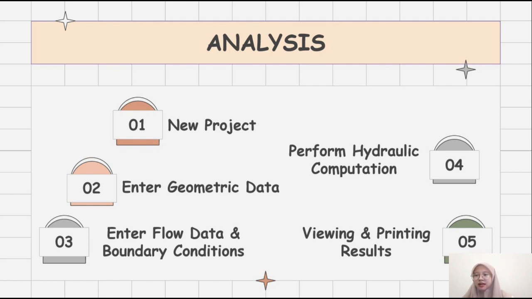Fifth, viewing and printing result. The result can be seen once the model has completed the entire computation. Several output features are accessible through the main window's view option, such as cross-section plots, water surface profile plots, general profile plots, rating curve plots, XYZ perspective plot, and tabular output are some of the options available.